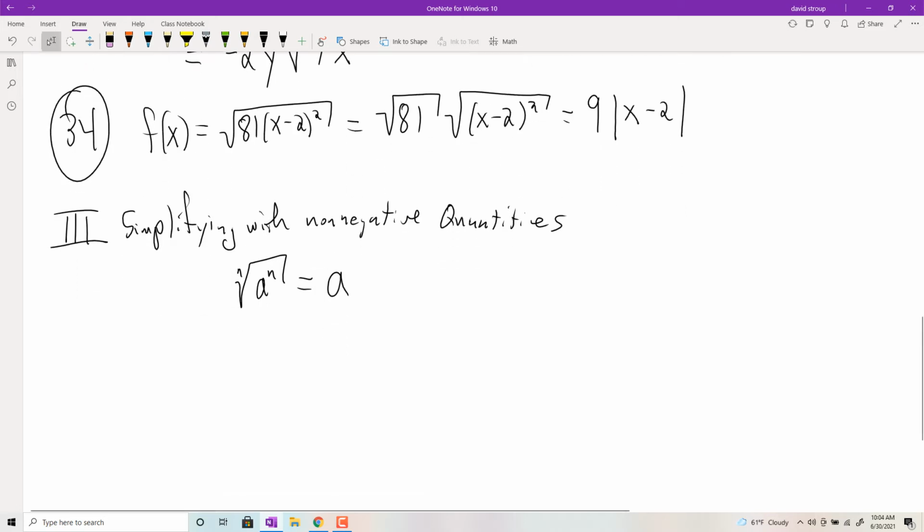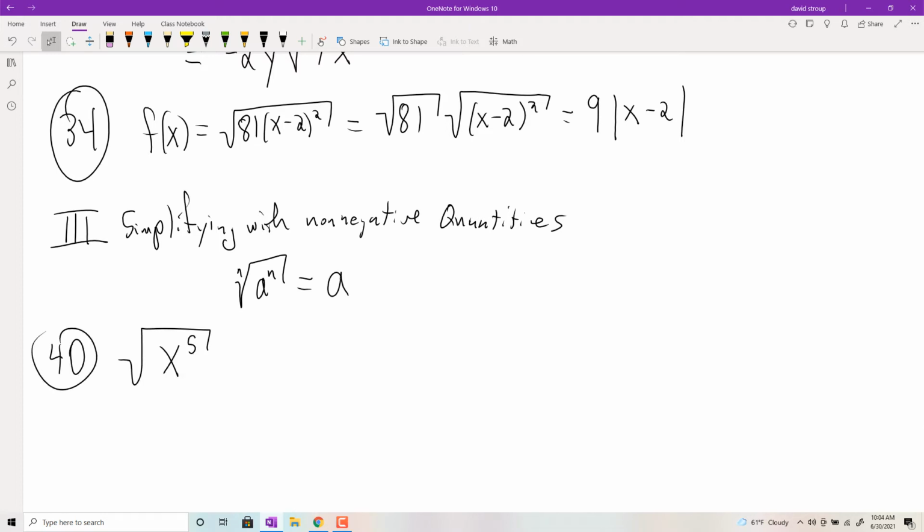Okay. All right, so let's look at some of these. 40, we have the square root of x to the 5th. So this will be the square root of, I want exponents that are divisible by 2. So 5 is not divisible by 2, but I can create an exponent that's divisible by 2 via factoring, right? Because x to the 5th is the same as x to the 4th times x. Okay, and then I can go ahead and march the x to the 4th out.